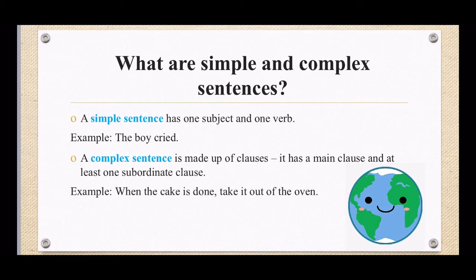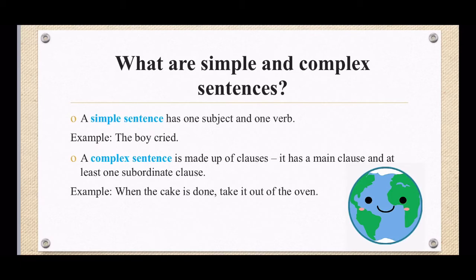So for example, the boy cried. So the subject in the sentence would be the boy, right? And the verb would be cried, because it's an action he's doing, he's crying, right? But this is just in past tense, so he cried, he already did it, but it's a doing word, right? So a verb.